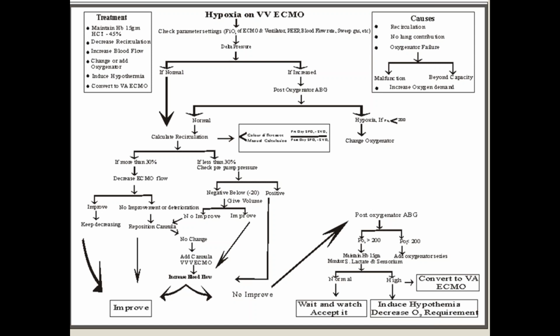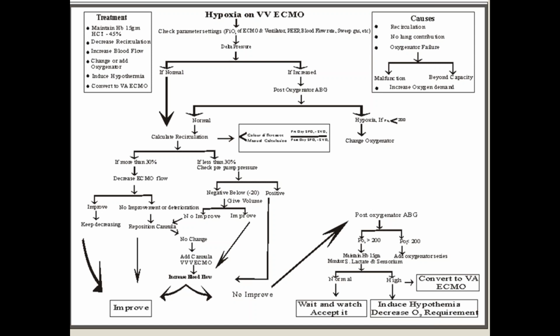So it's very easy. If the delta pressure has gone up, do a post-oxygenator blood gas. If the post-oxygenator blood gas is also showing hypoxia, it means it's very simple, it's just the oxygenator which has failed. You have to change the oxygenator, and things will be fine. If your post-oxygenator blood gas is normal and the delta pressure is normal, in these two cases, another thing you have to think about is recirculation.